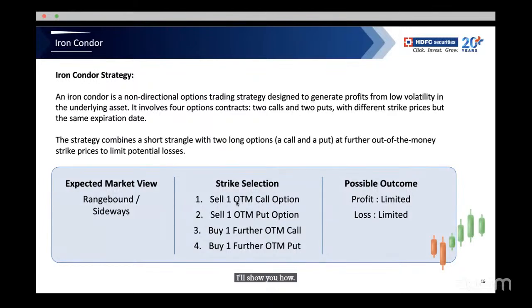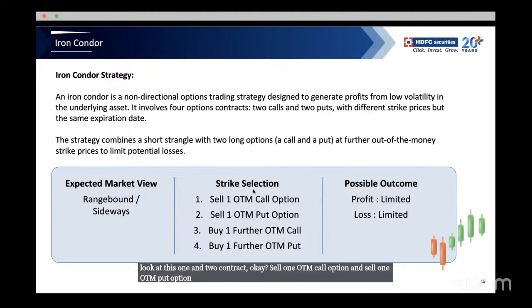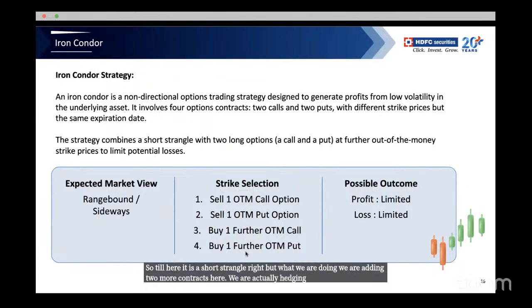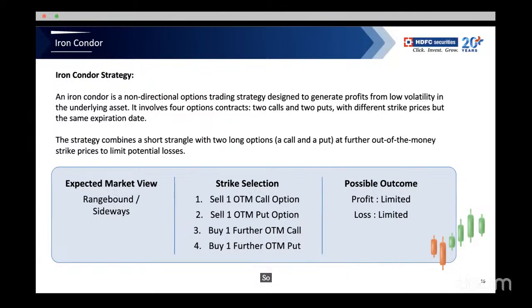Look at these first 2 contracts. Sell one OTM call option and sell one OTM put option. So till here it is a short strangle, right? But what we are doing is adding 2 more contracts here. We are actually hedging our short strangle. Once we hedge the short strangle, this iron condor strategy is made.